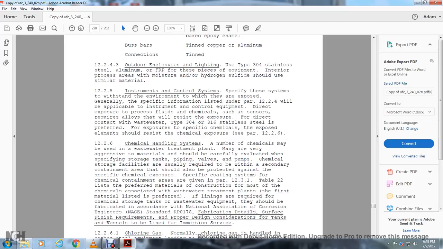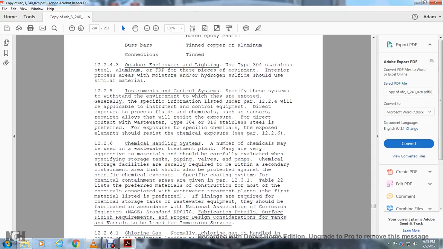12.2.6. Chemical handling systems. A number of chemicals may be used within the wastewater treatment plant, and many are aggressive materials that should be carefully evaluated when specifying storage tanks, piping, valves, and pumps. Chemical storage facilities are usually required to be within a secondary containment area that is also protected against the specific chemical exposure. Specific coating systems for chemical containing areas are given in paragraph 12.3.1.